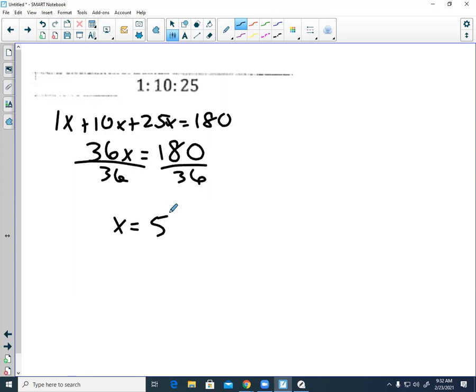Now, when you want to figure out the measure of each angle, just plug it back in here. 1 times 5 is 5. 10 times 5 is 50. 25 times 5 is 75. That doesn't look good. That's because it's 125, isn't it?